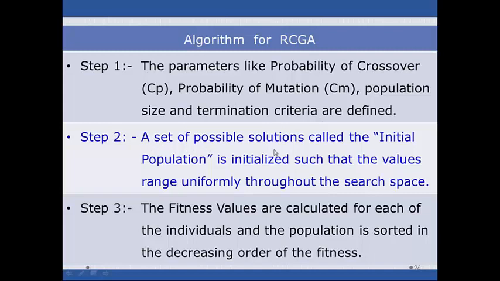And then a set of possible solutions, called the initial population, is initialized such that values range uniformly throughout the search space. Now, initial population or initial solution means, here I would like to give an example. Suppose in your industry there are 4 machines, then the ultimate solution for this particular problem would be a sequence of machines. Suppose the answer is 2, 3, 4, 1. This may be your final answer.